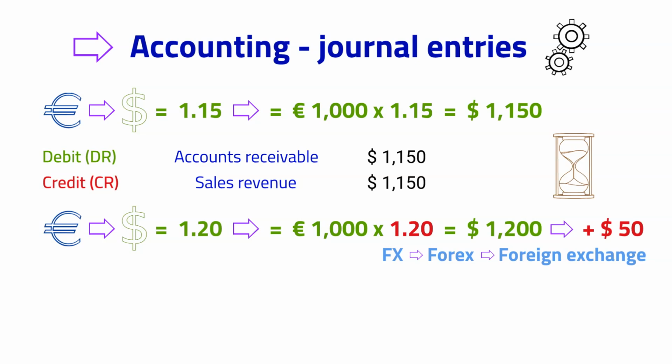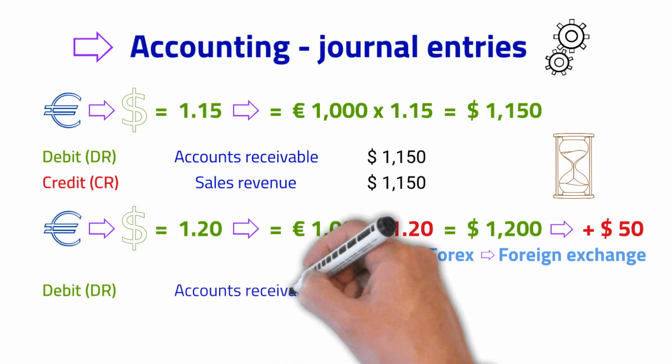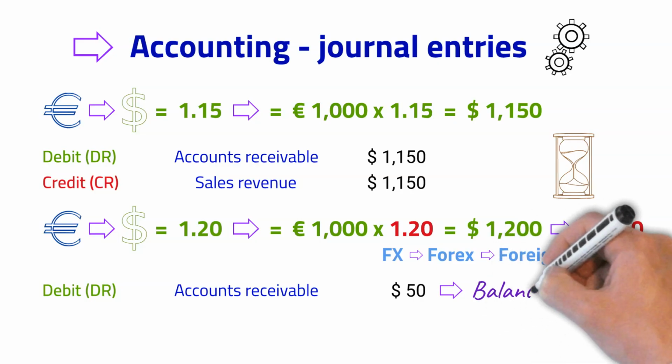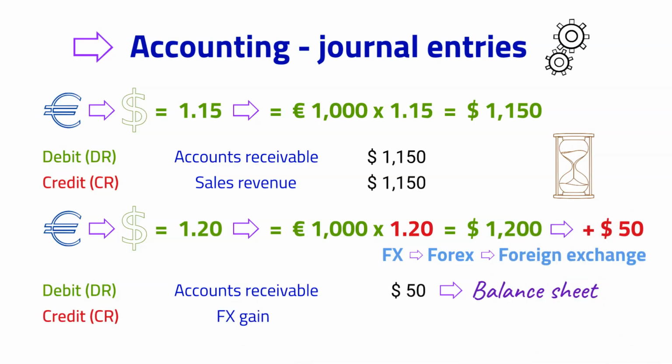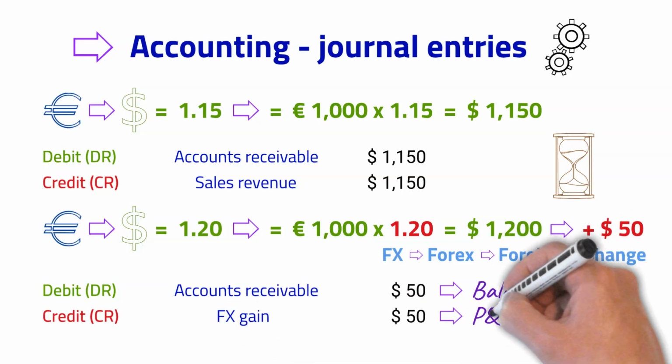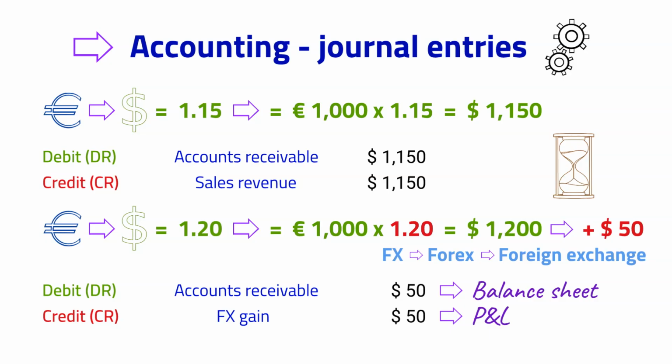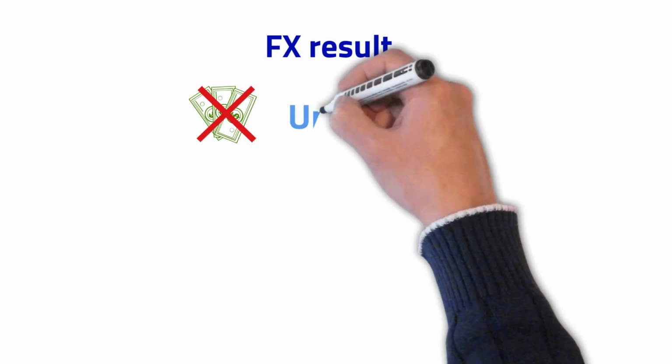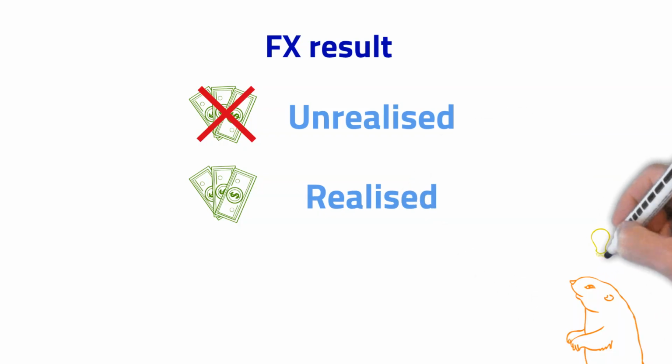Now the journal entries for this. Debit accounts receivable 50 to increase expected payment, credit Forex gain 50 in the P&L. If we received money now, we would have higher profits in USD. For now, our gain is unrealized. We have not received cash. If tomorrow the exchange rate drops, we will need to record Forex losses, also unrealized. And when the customer pays, it becomes realized.